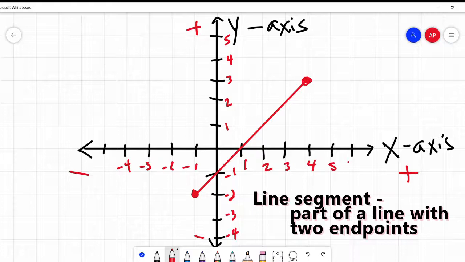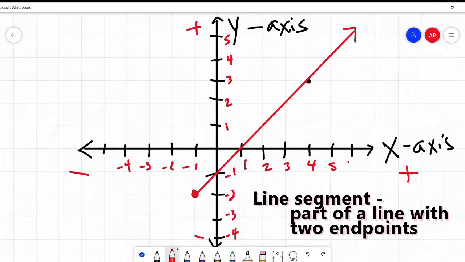This is called a line segment. So what we call a line in our real world, in everyday life, in math, in geometry, you call it a line segment.